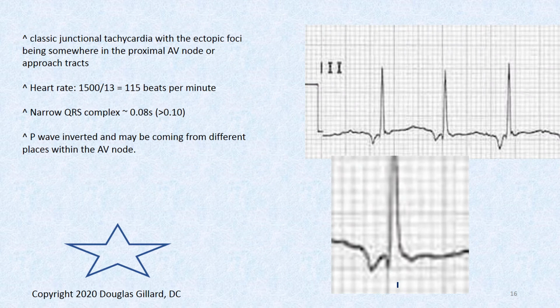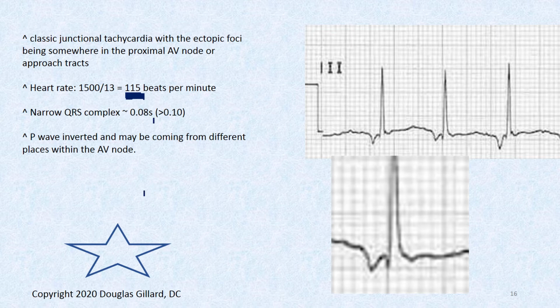All right, so classic junctional tachycardia. The ectopic focus, we know, is in the proximal AV node. The rate is about 100, and if you do the math, it's about 115 beats per minute. It's narrow complex. It's only 0.08 seconds, so it's very narrow.